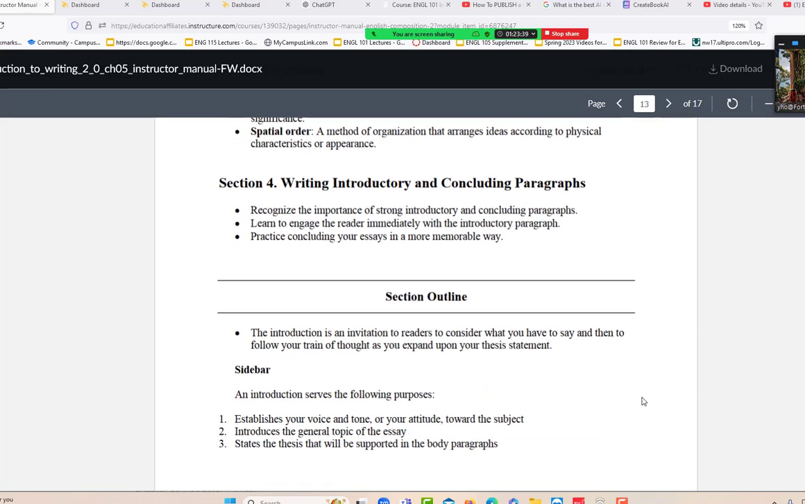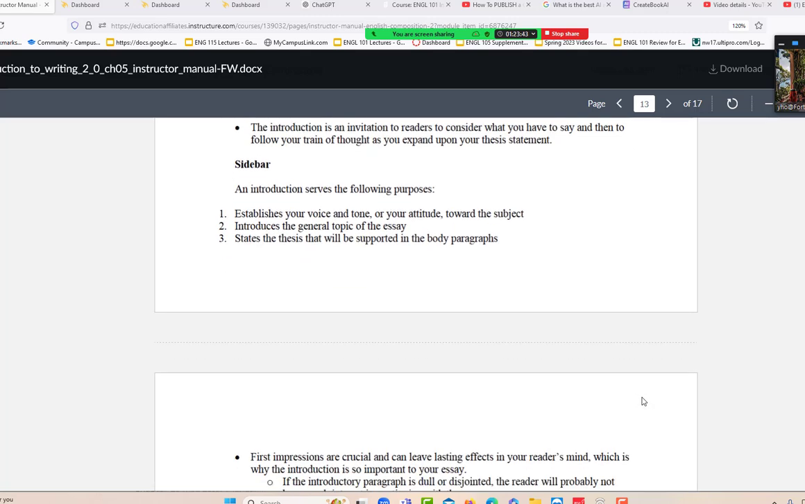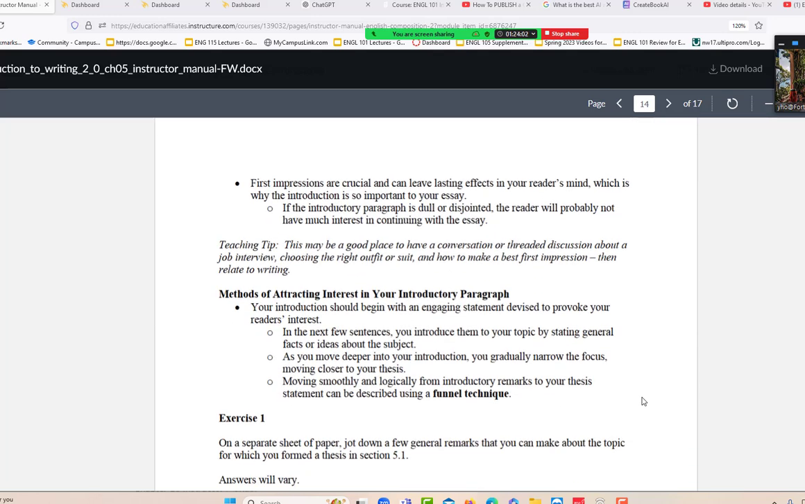Writing introductory and concluding paragraphs. An introduction establishes your voice and tone, or your attitude toward the subject. It introduces the general topic of the essay, and it states the thesis that will be supported in the body paragraphs.